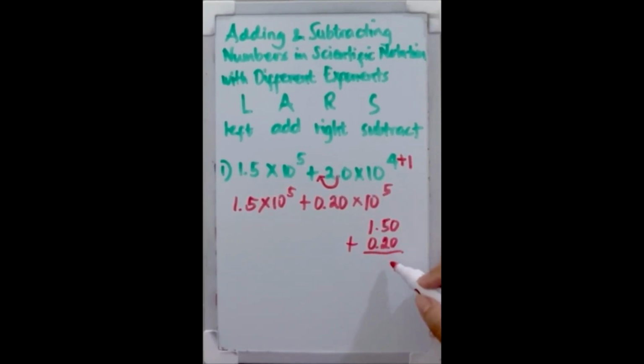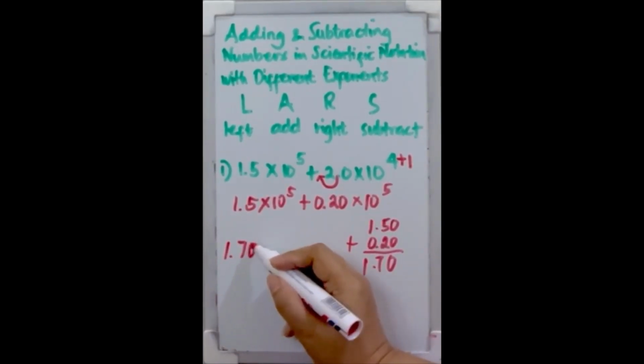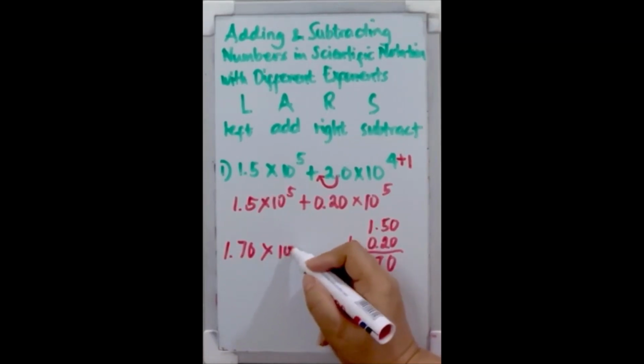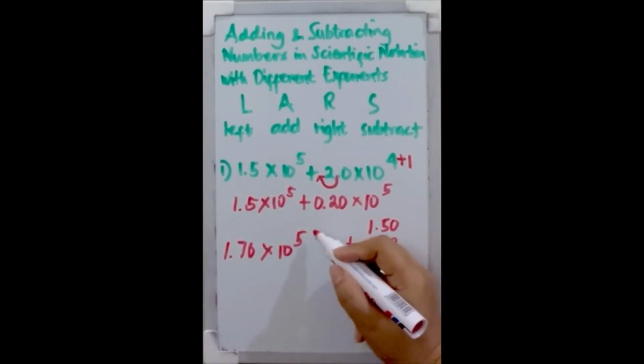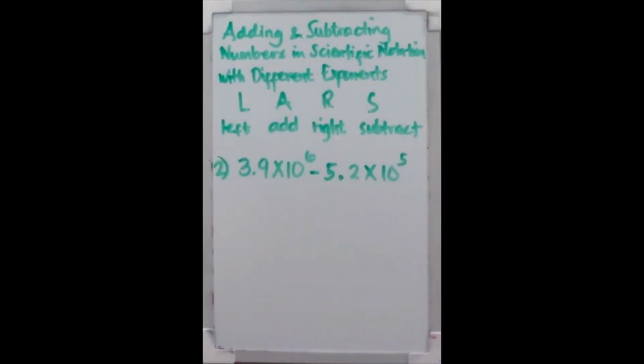Okay, so you have 0 here, 7, then you have 1. So your coefficient now is 1.7, or 1.70, times 10 raised to the power of 5. So this is now your answer. Let's proceed to example number 2.